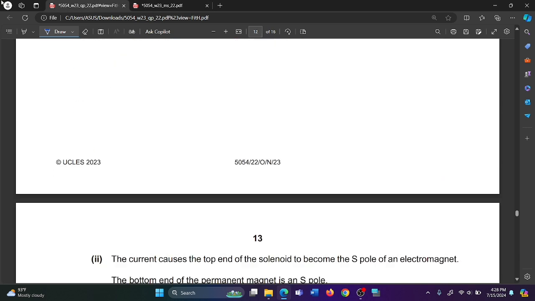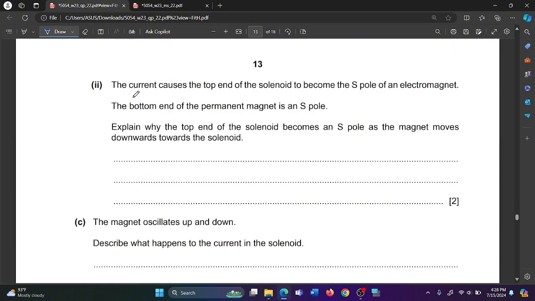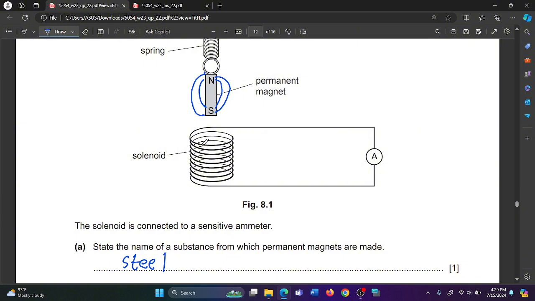Okay, now let's move on to part 2. Part 2 says the current causes the top end of the solenoid to become a south pole of an electromagnet. The bottom end of the permanent magnet is a south pole. Explain why the top end of the solenoid becomes an S pole, that is south pole, as the magnet moves downwards towards the solenoid. So the question says, as the magnet is moving downward, the top end of the solenoid becomes an S pole, and the bottom end becomes a north pole. S pole means south pole, N pole means north pole.